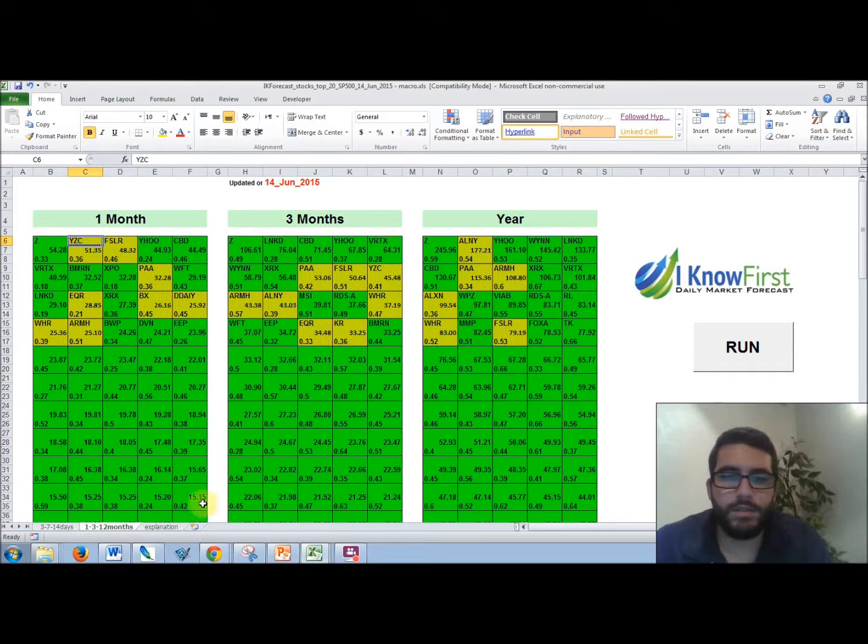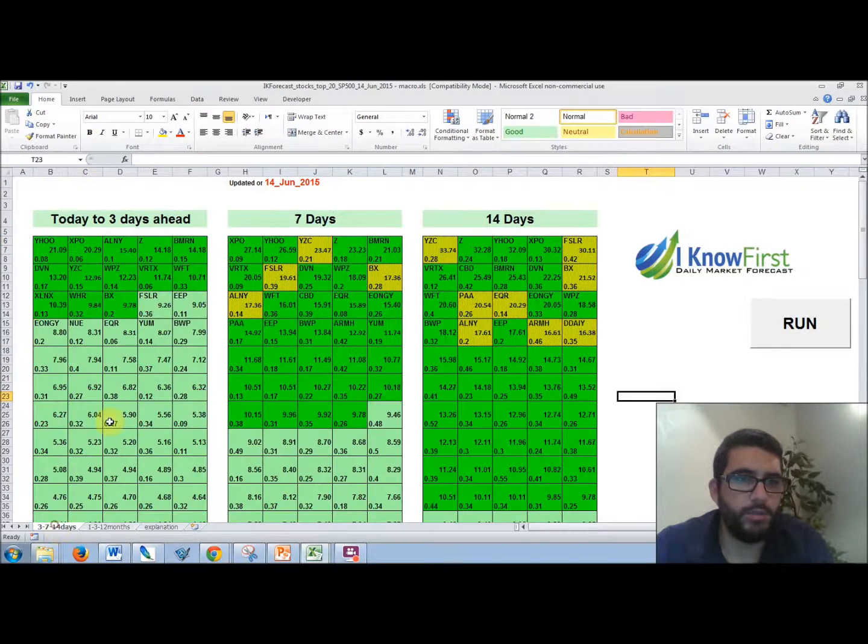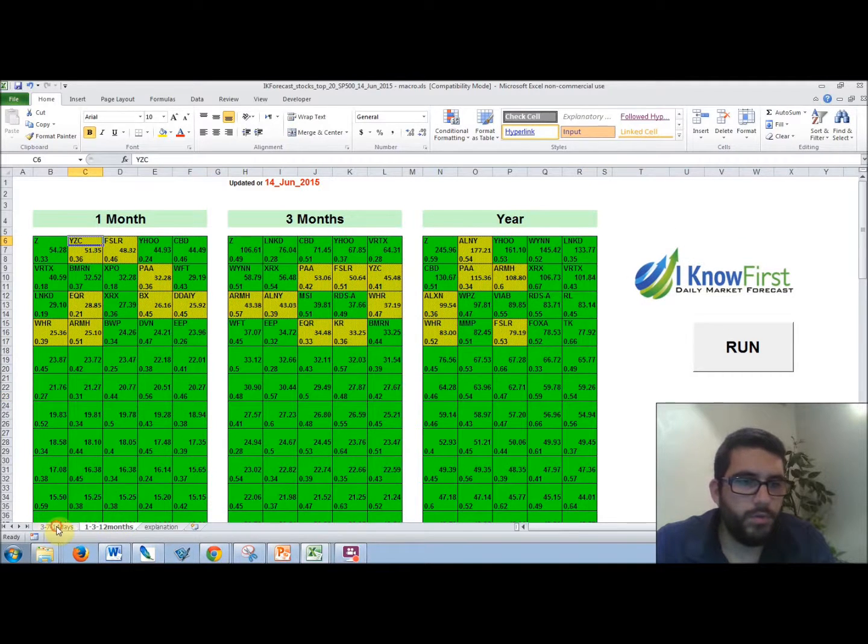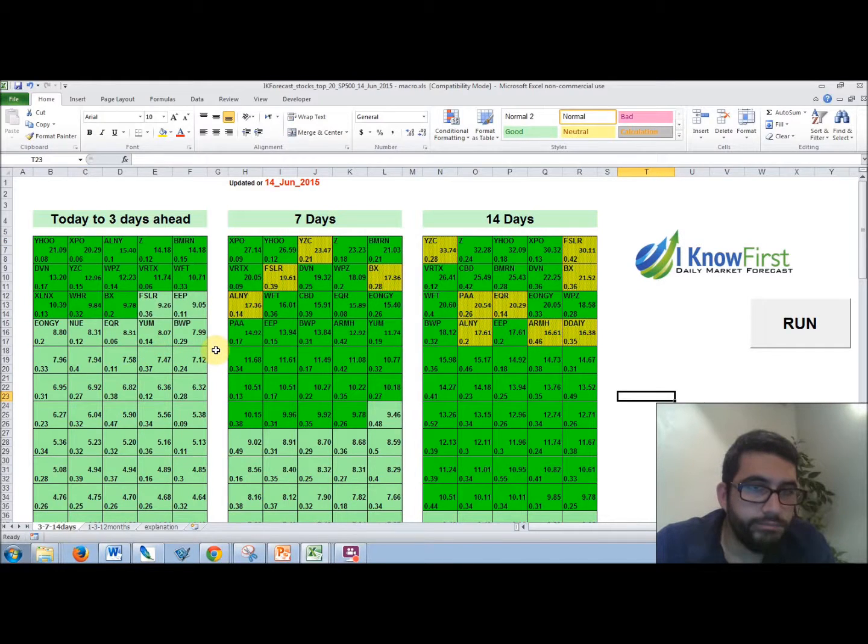So let's take the three strongest signals from the 1 month table, which is YZC, FSLR, and PAA, and double check that in the short term, they're also looking positive. Now, as we can see, YZC is over here in the short term, which is good. FSLR is quite weak short term. And our third one, PAA, is missing completely, which is not very comforting.